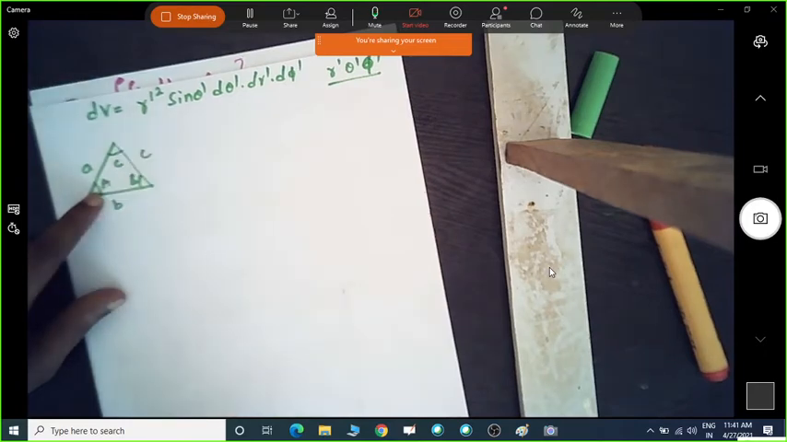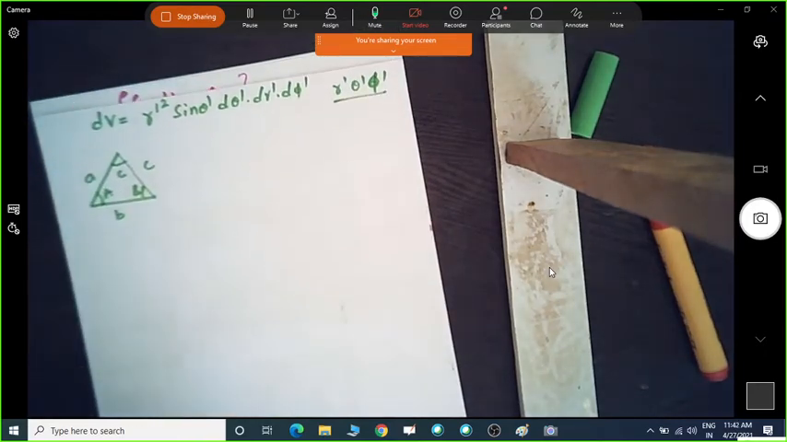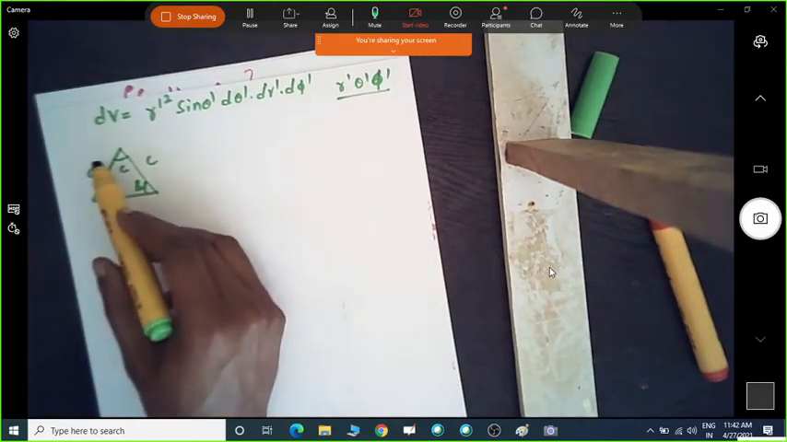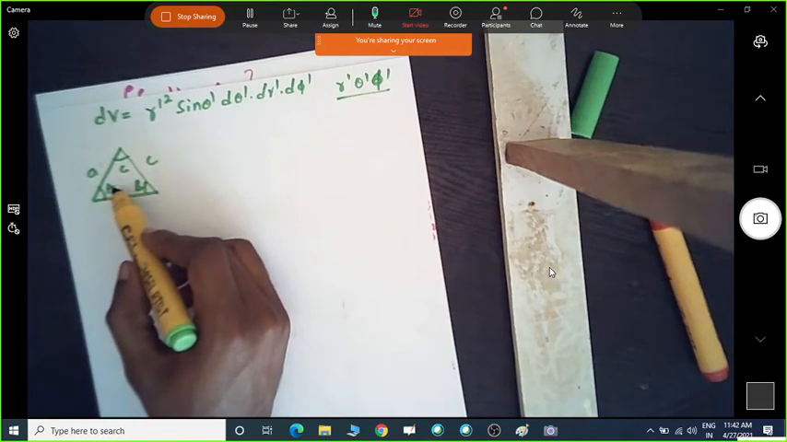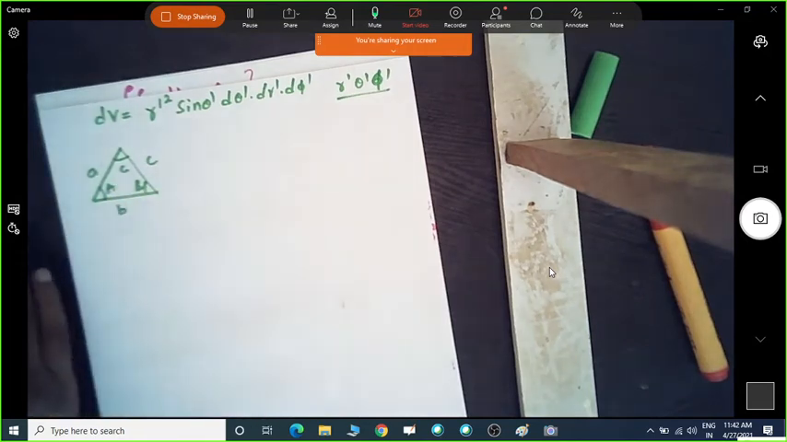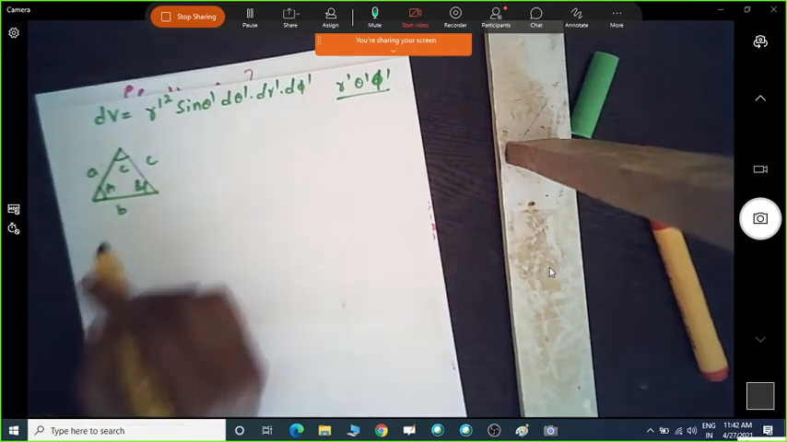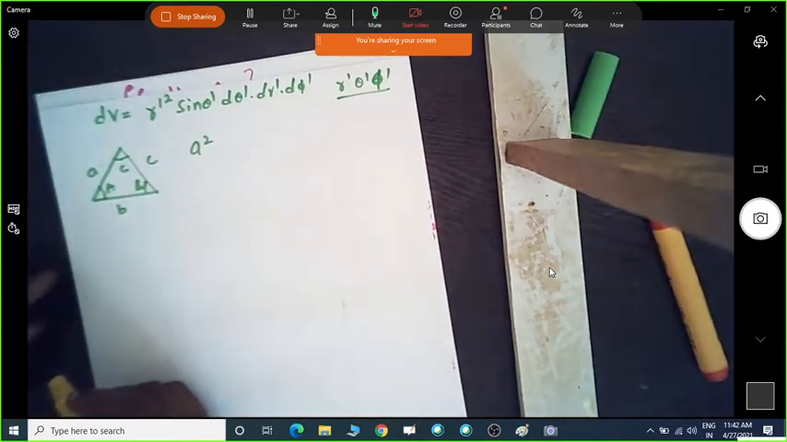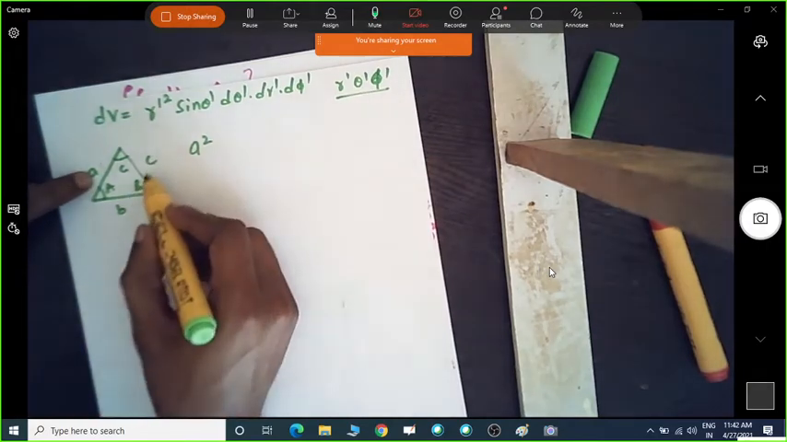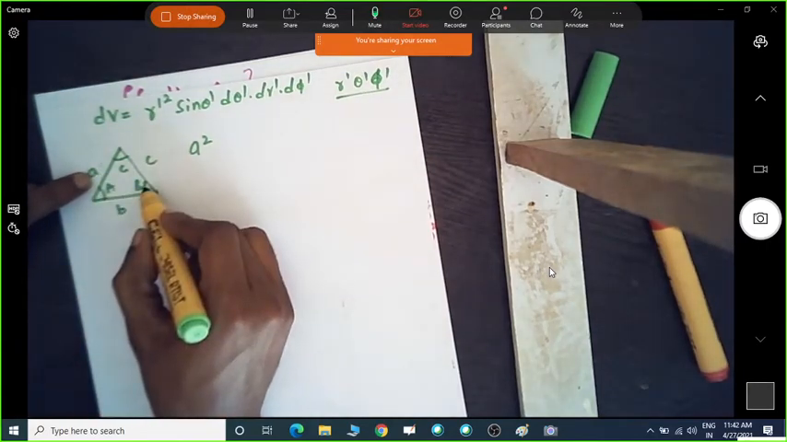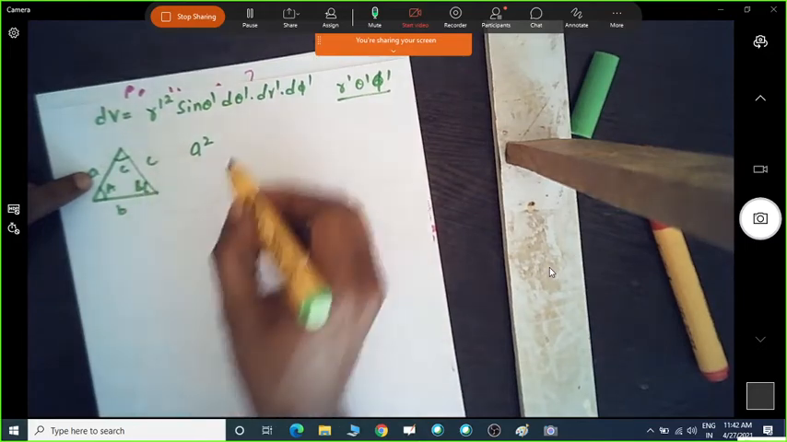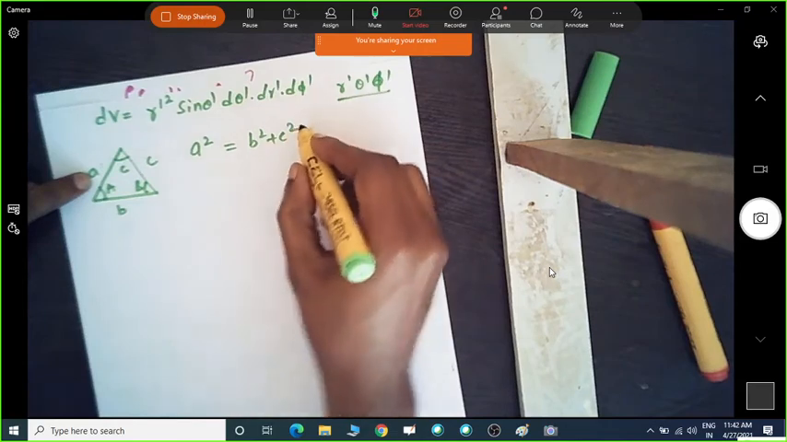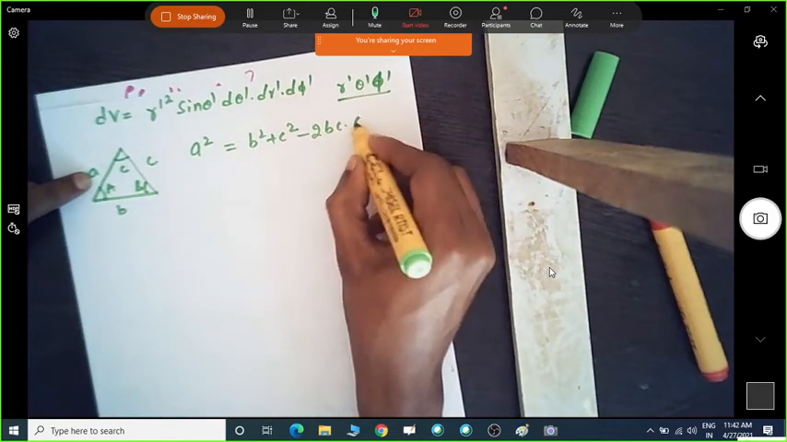So you can write that one in terms of the other two sides, that is, the sides which are making the angle A. So any side we can represent, for example, if I want a square, then what is the opposite to this angle? We can take the cos of that angle, and we can represent this as b square plus c square minus 2bc into cos of A.